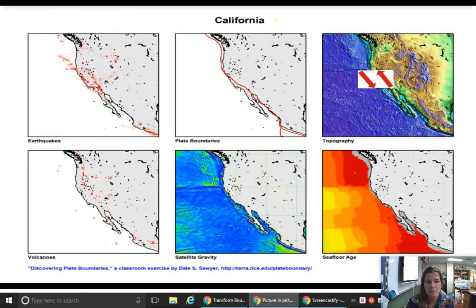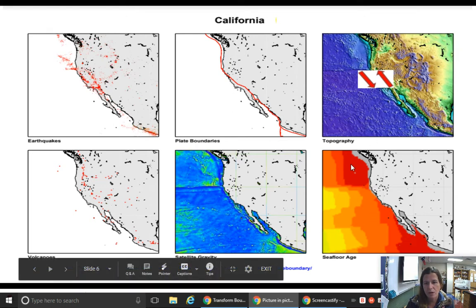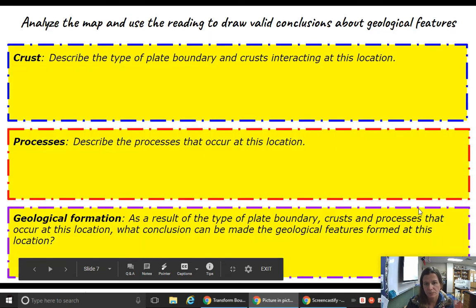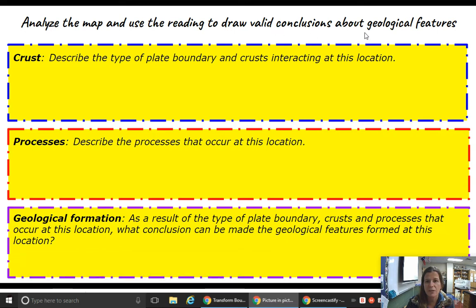Let's analyze these maps. So here in red you can see the area of the fault, and here's the fault line and the movement of the fault, the direction of the plates. And here again, we see very active earthquakes in the red area. Analyze the map and use the reading to draw valid conclusions about geological features.